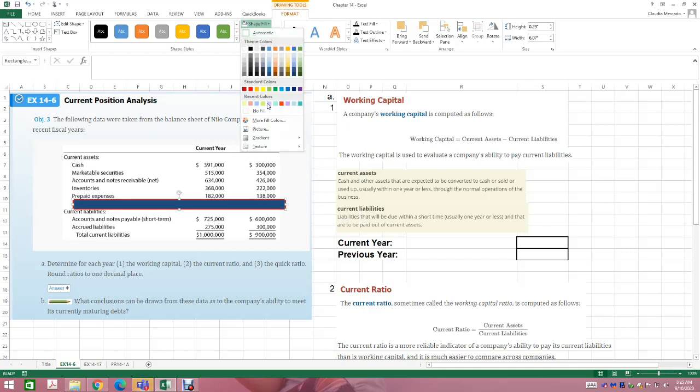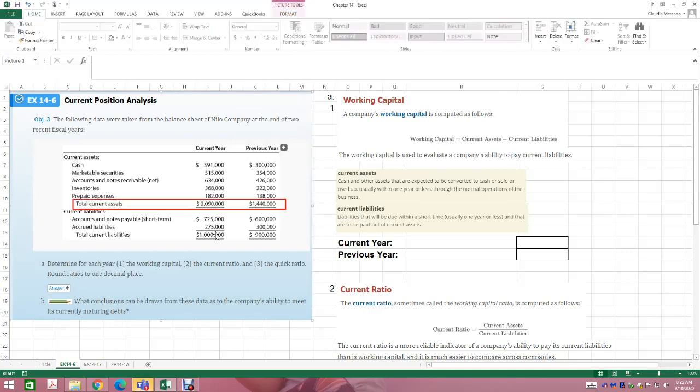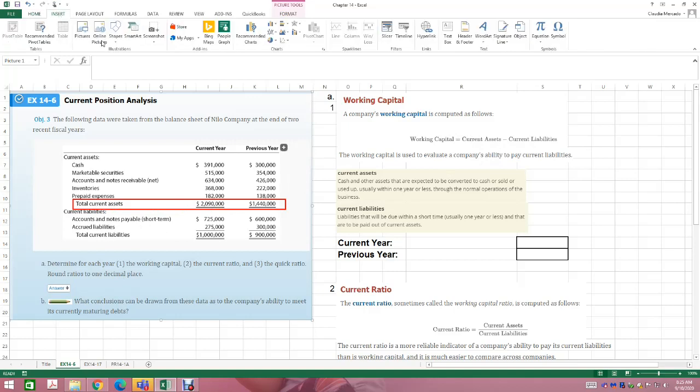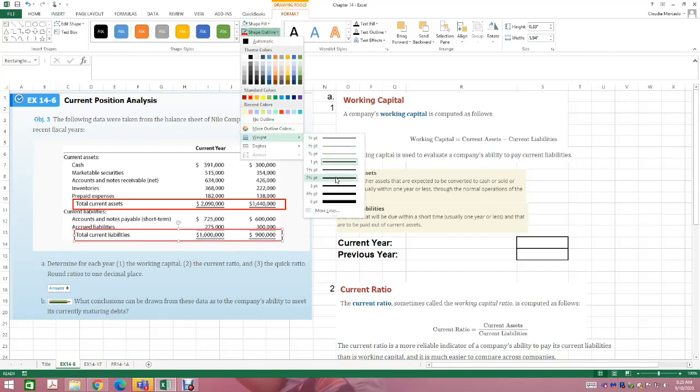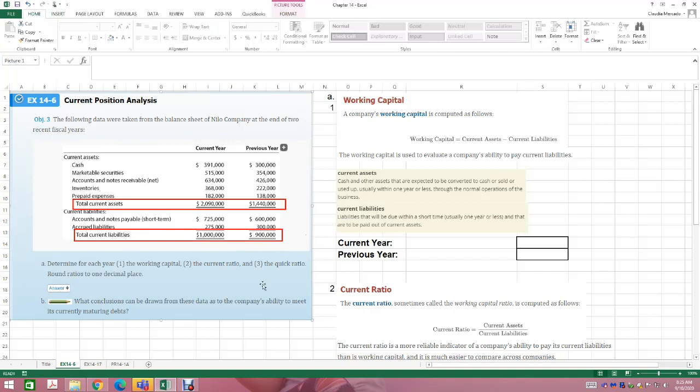Okay, shape, no fill. So the first component is total current assets. Next we have current liabilities. So we're going to look at our liabilities. I'm highlighting them so that you can see what I'm getting and follow along. Those are the two components that we're looking at: current assets and current liabilities.